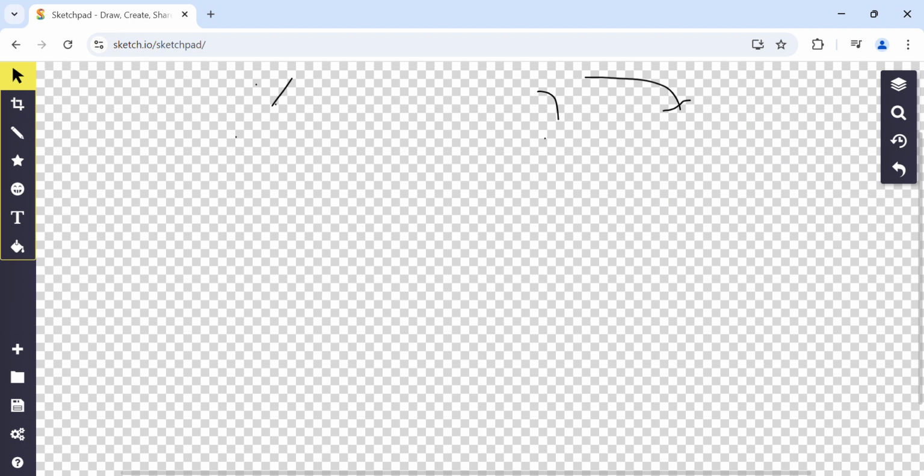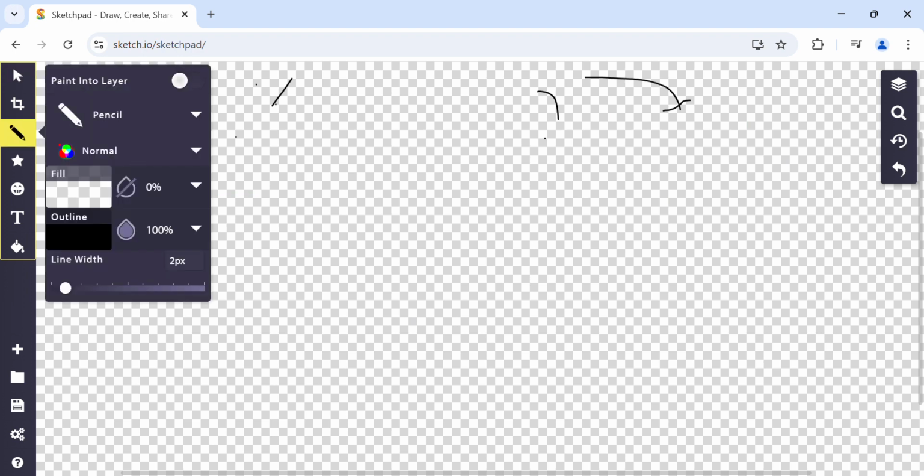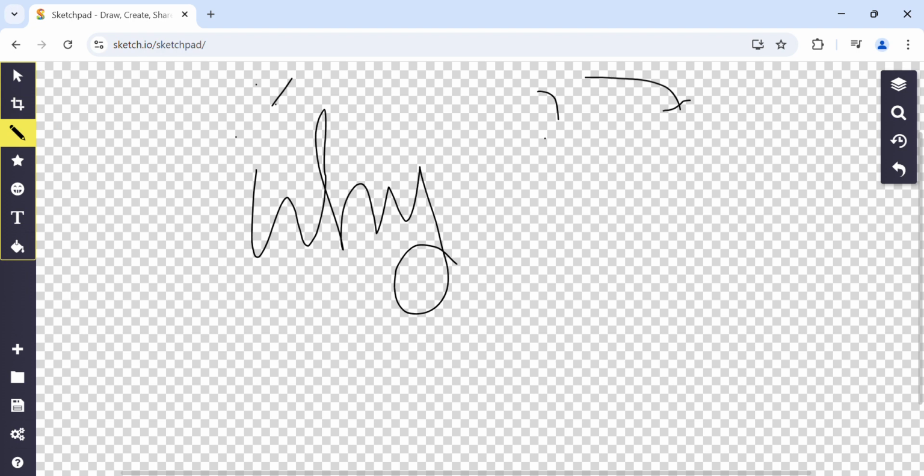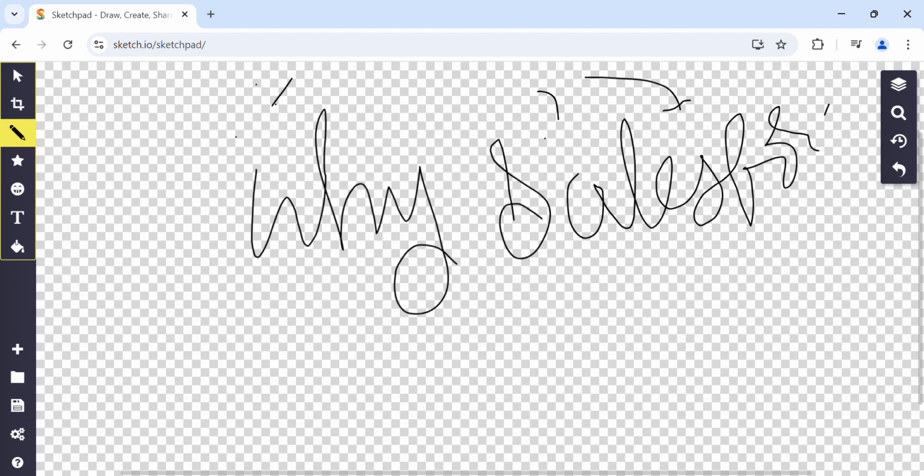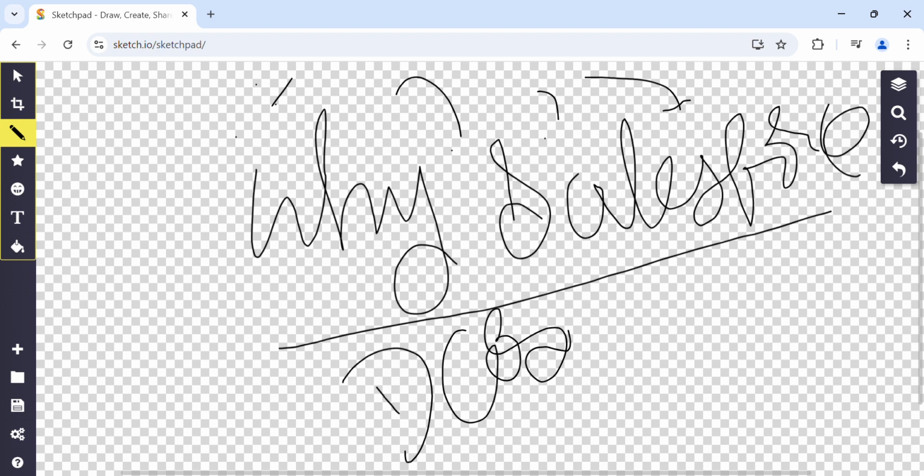Now let's understand why Salesforce. Since we understood what is Salesforce, right, let's understand why Salesforce, right? Why do companies invest in Salesforce? Why are they going to choose Salesforce as their software development system? Okay, first one is cost. Second one is time.